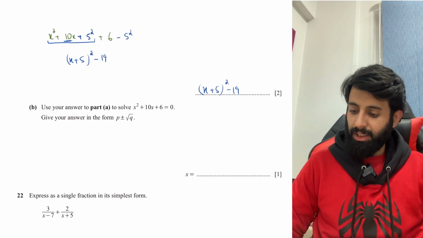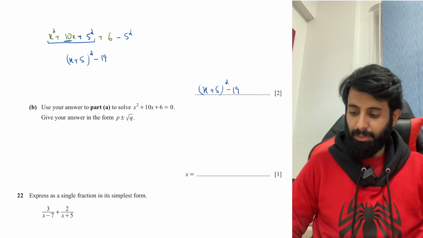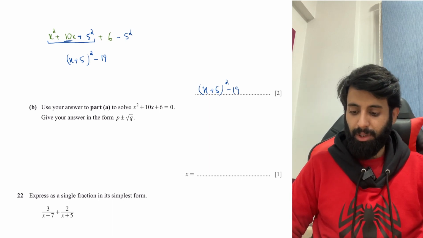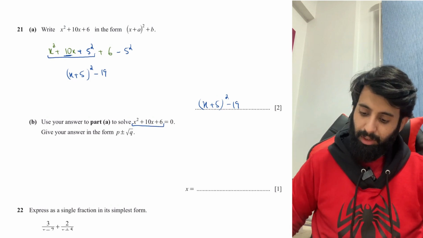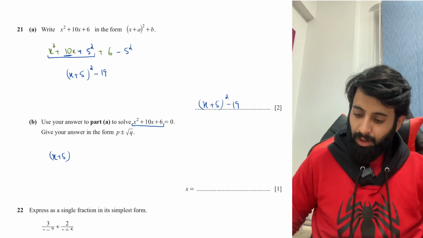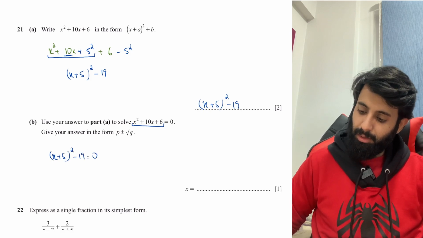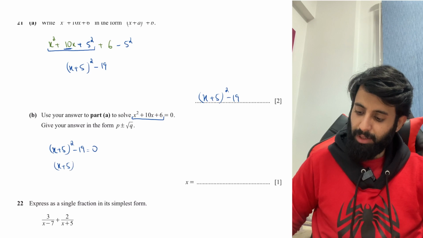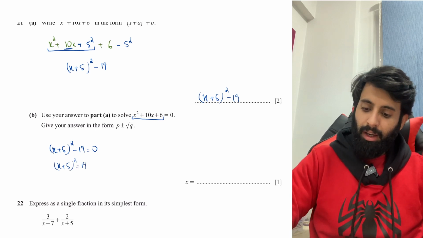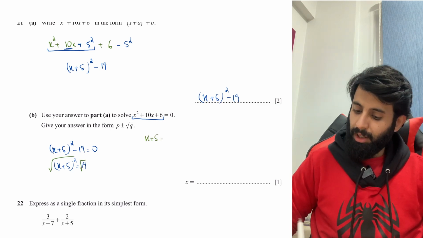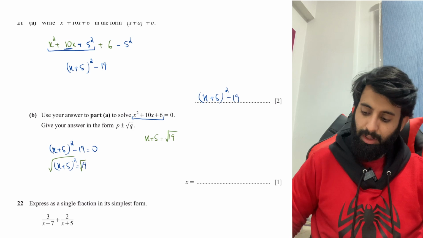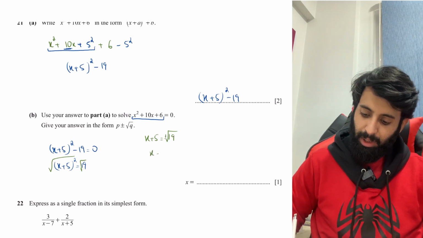Okay, then it says use your answer to part A to solve x squared plus 10x plus 6. Give your answer in the form p plus minus under root q equals to 0. So what we have done is we've basically rewritten this as x plus 5, the whole thing squared, minus 19 equals to 0, which means if I want to solve this, this will be x plus 5, the whole thing squared equals to 19. And to solve this further, we'll take the square root on both sides, which means x plus 5 is equal to square root of 19 with a plus minus. And then if I make x the subject, that means square root of 19 minus 5 with a plus minus over here. Why plus minus?